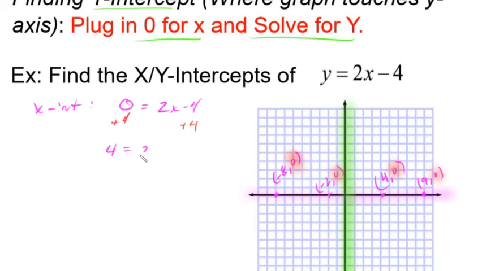You've got 4 equals 2x. Then you divide by 2. And then you've got that x is equal to 2. So that means x is 2 and y is 0. Remember, you plugged in 0 for y, so it's got to be 0. So that's your x-intercept.